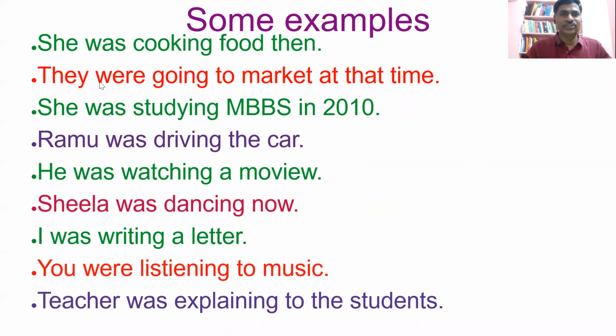So we use like that. They were going to market. She was studying MBBS in 2010. Ramu was driving the car at that time. Who was driving then? When the accident happened, who was driving? Ramu was driving the car, like this. Okay, he was watching a movie. Sorry. And Sheila was dancing then.